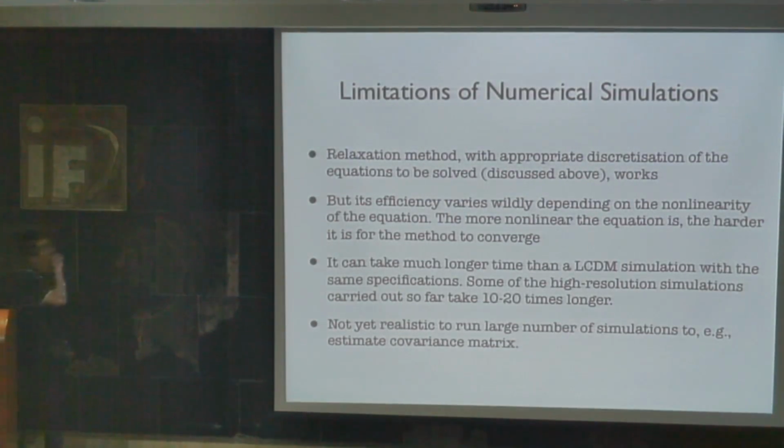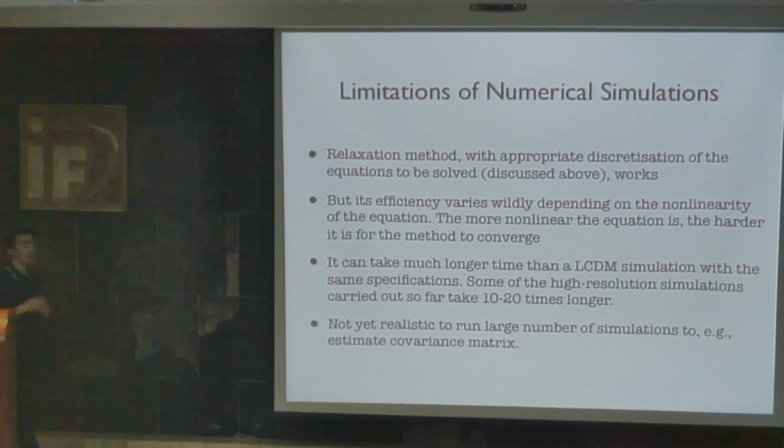Good. So I've discussed some of the commonly used N-body simulation techniques for non-standard models, and here I want to summarize their main limitation, which is what I already said. Basically, they are very slow. This is because these equations are nonlinear, and the relaxation method works more slowly for more nonlinear equations. I can give you one example. In the highest resolution simulations of f(R) gravity that we have simulated so far, for each simulation we always do a simulation of the standard model with the same specification, the same particle number, box size, and cosmological parameters, except with a difference of gravity. That high-resolution simulation for f(R) gravity took about 15 times longer than the standard Lambda CDM simulation.